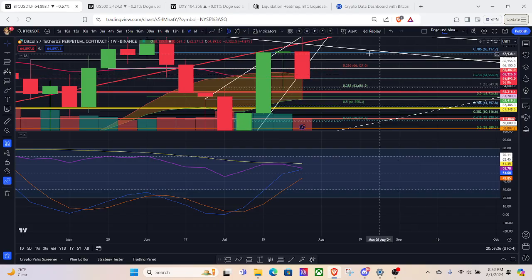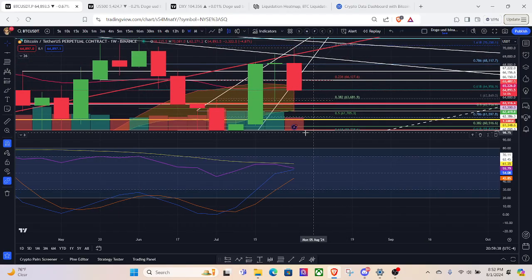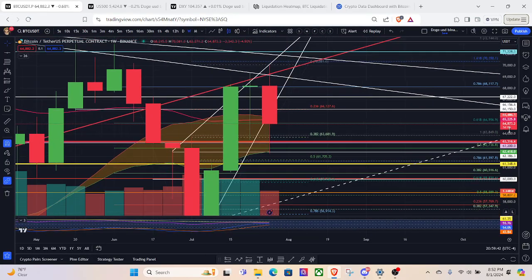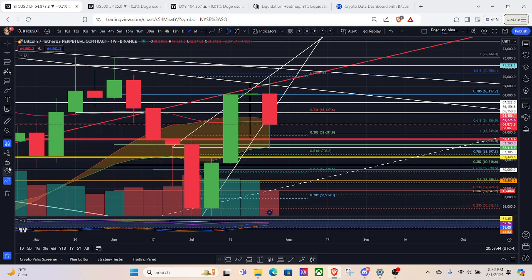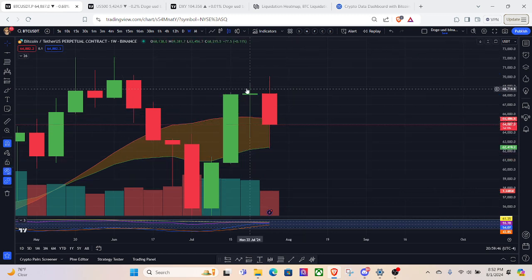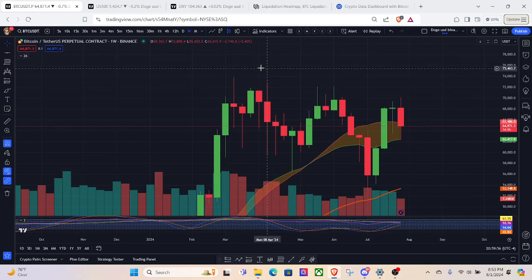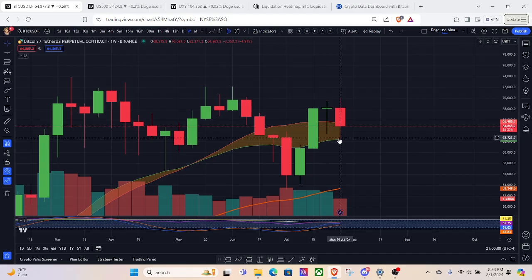And if I just sort of hide my drawings for a second, you'll be able to see it clearer. So this is the pattern I'm referring to here. It's a 3 candlestick pattern, and that's actually a bearish reversal pattern. And it's occurring at the top of a range and descending trend line. So that's something that I'm going to be keeping an eye on.